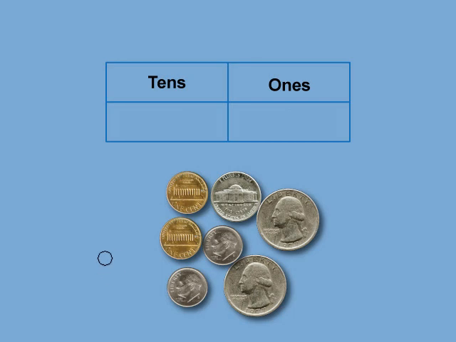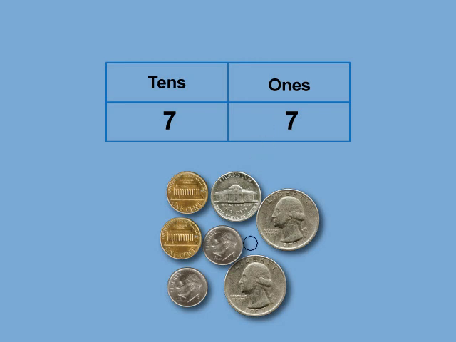Beneath the table, you see the 2 pennies, 2 dimes, 2 quarters, and 1 nickel. The amount of money this represents is 77 cents. We complete the table by putting a 7 in the tens place and a 7 in the ones place.